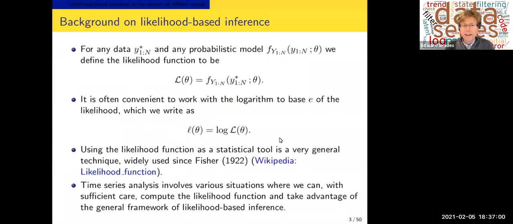So for any data set, y1 through n star, and any probability model, f of y1 through n, we define the likelihood function to be the joint density evaluated at the data, thought of as a function of theta. And very often we work with the logarithm of the likelihood, which here we're going to use script capital L for the likelihood, script lowercase l for the log likelihood.